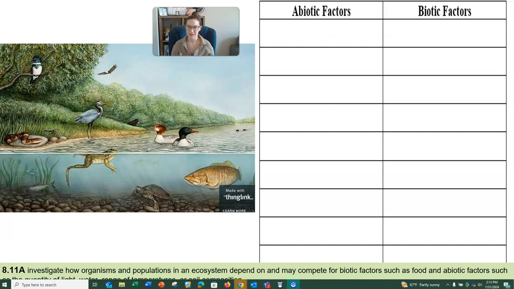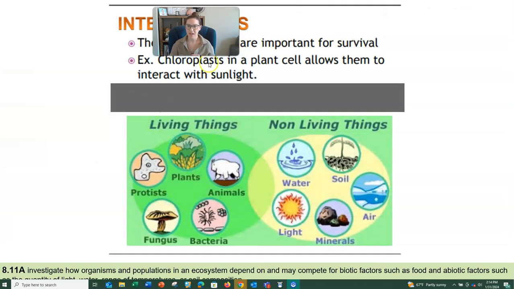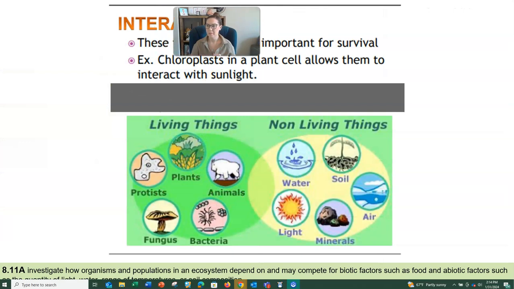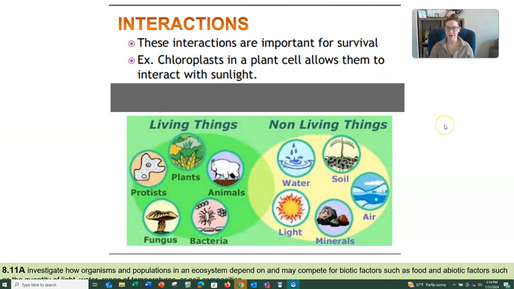The abiotic factors that we might be able to identify are the stones both on the shore and in the water. The water itself, the amount of sunlight that is making its way through the water, the amount of sunlight that's there, generally speaking. All of these would be the abiotic factors that we would be able to find in this ecosystem.